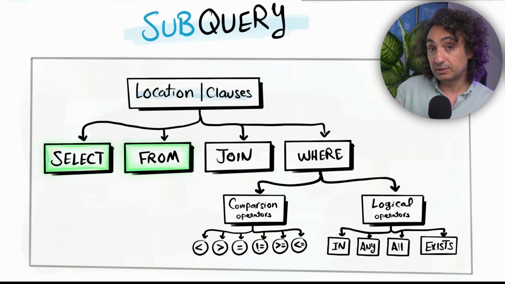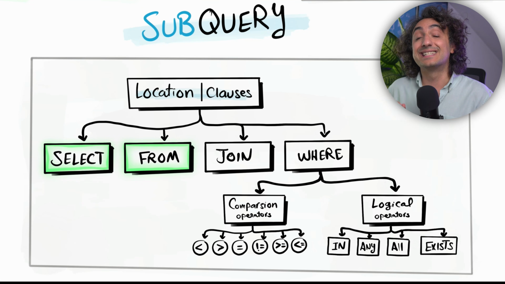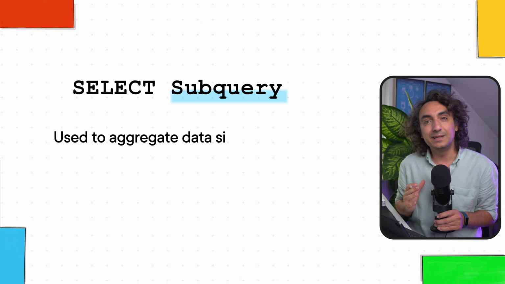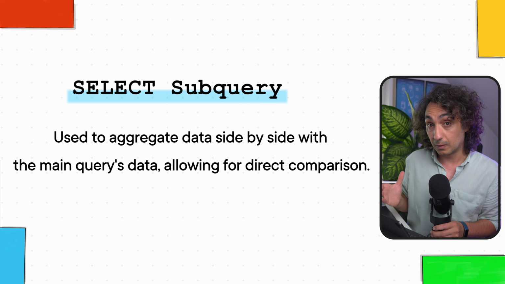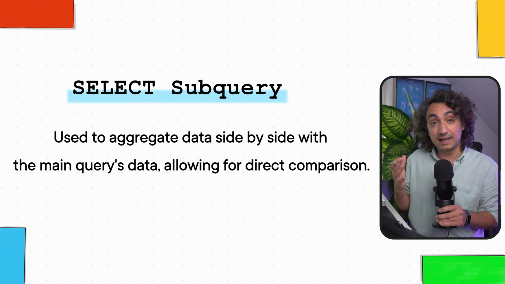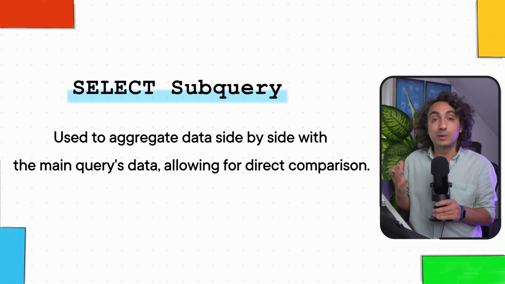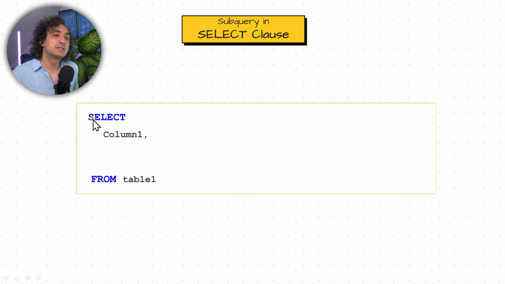Alright, now I'm going to talk about how to use the subquery in the SELECT clause. We typically use subqueries in the SELECT clause to aggregate data side by side with the columns of the main query. Let's check the syntax. We start with the simple stuff: let's select a column that we want to retrieve from a specific table. Nothing new, we are just querying a table.